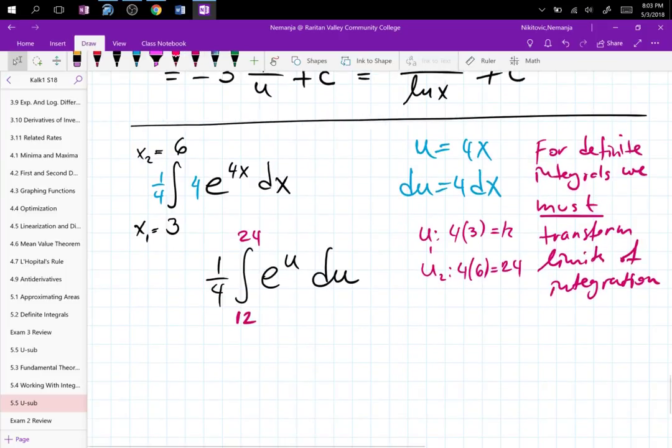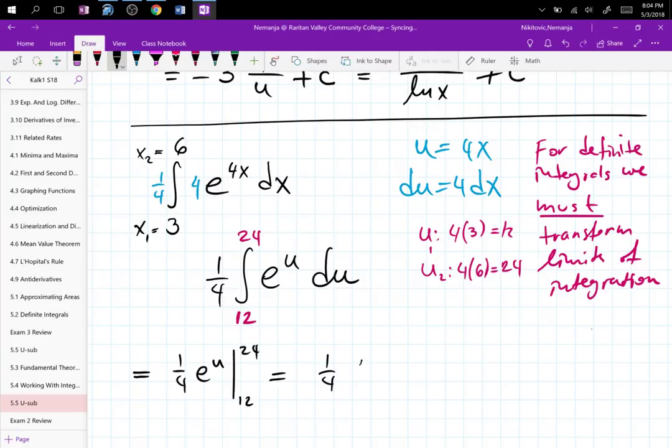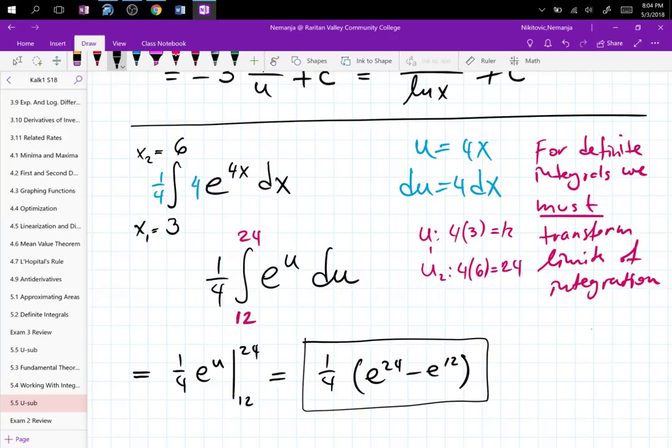And now you can integrate. So all of this is equal to 1/4 e to the u from 12 to 24. We have 1/4, and now you have e to the 24 minus e to the 12, and that's that. There's no plus c because it's a definite integral.